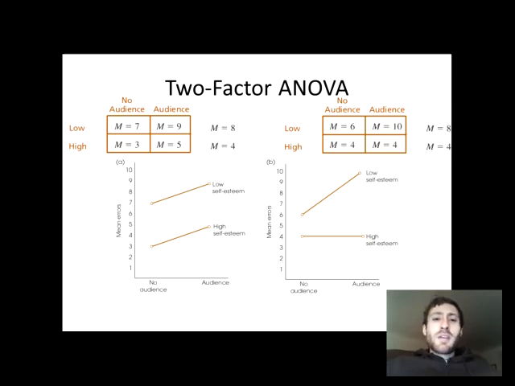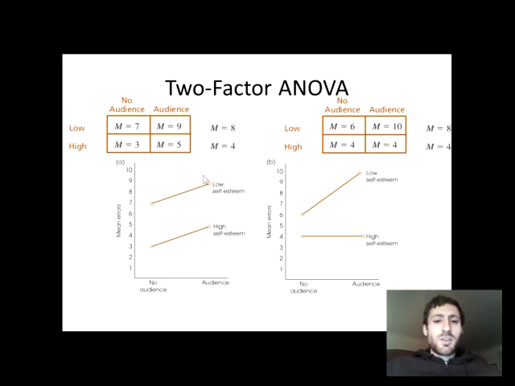The one thing that we can look at now when we have two-factor ANOVA is if there's an interaction between the two factors. Meaning, for example, yes, it matters whether there's an audience, but only if you have low self-esteem. Otherwise, high self-esteem people score about the same, for example. And that's kind of what we're looking at over here.